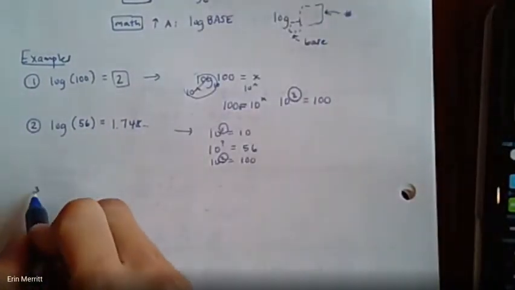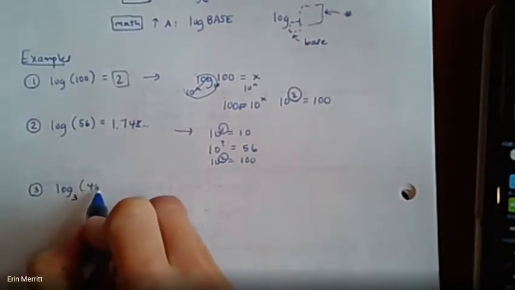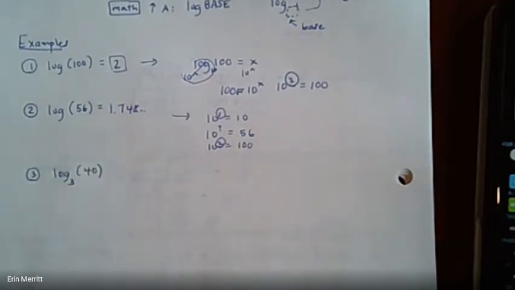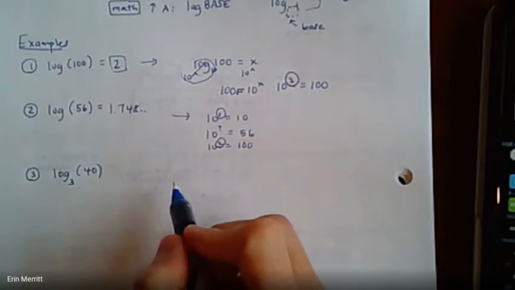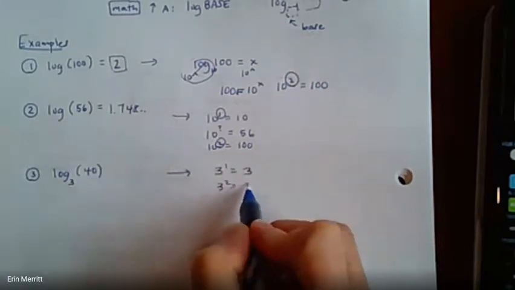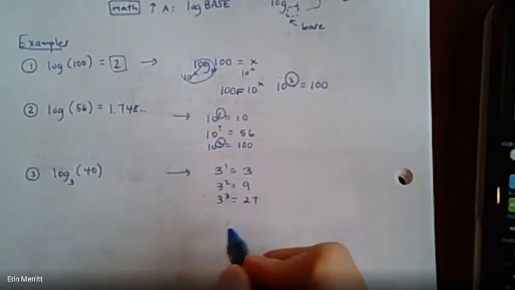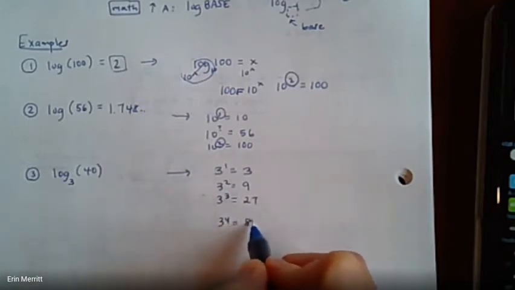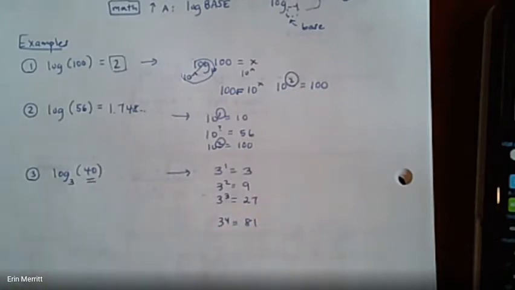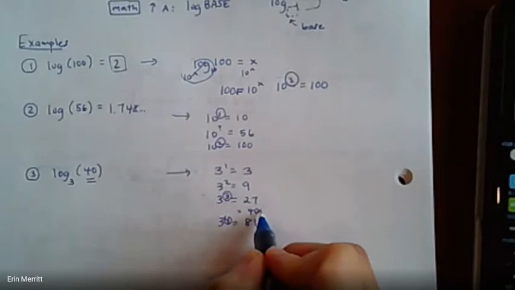All right. With that being said, now I want to change up the base on you. What if we do log base 3 of 40? So let's think of powers of 3. The first is 3. 3 to the second is 9. 3 to the third, that's 27. When we hit 3 to the fourth, that would be 81. So if I'm looking for what power of 3 would give me 40, it's got to be somewhere in between 3 and 4, because 40 is in between 27 and 81.